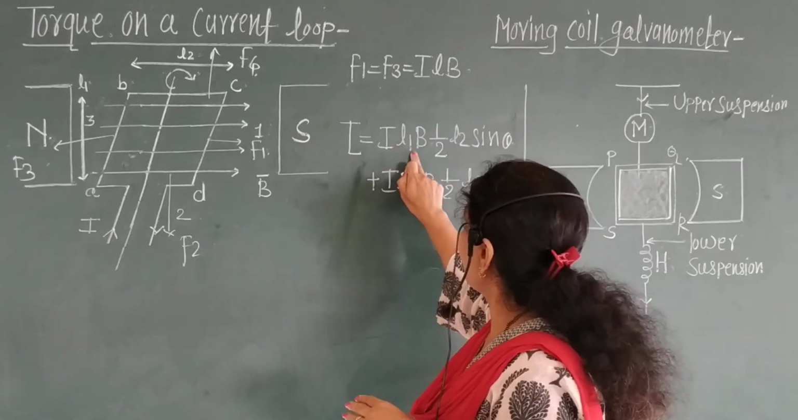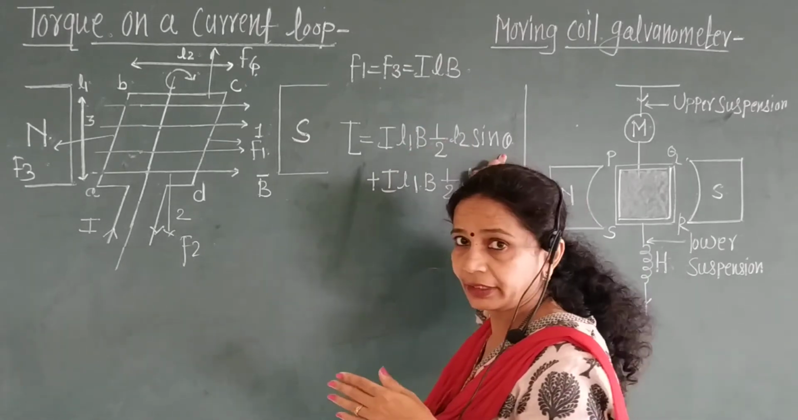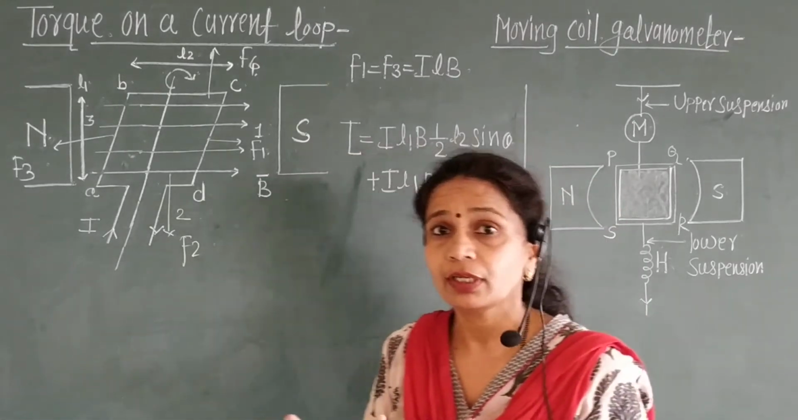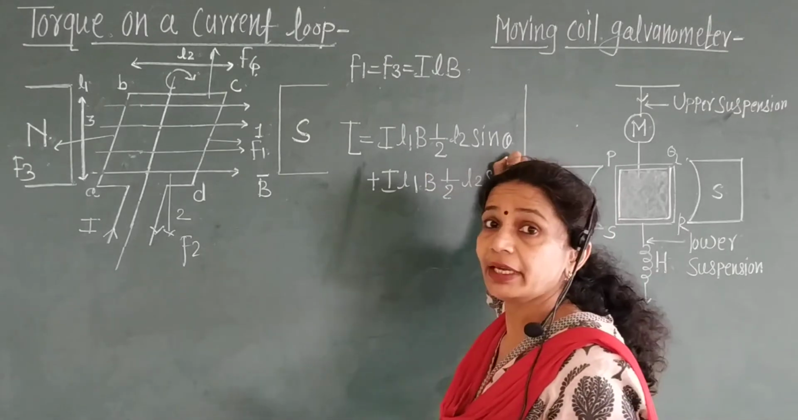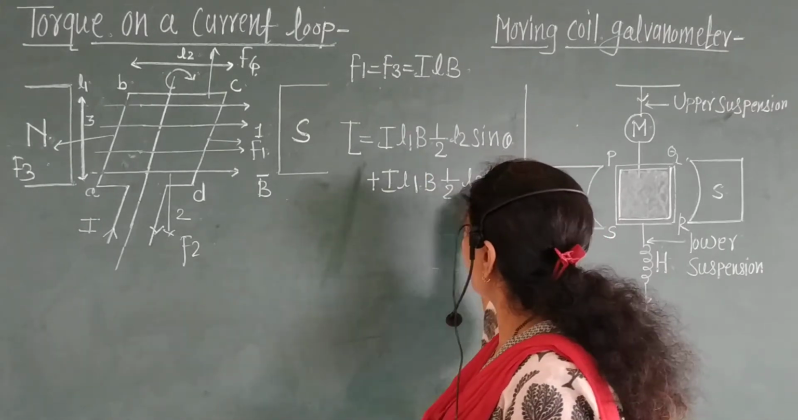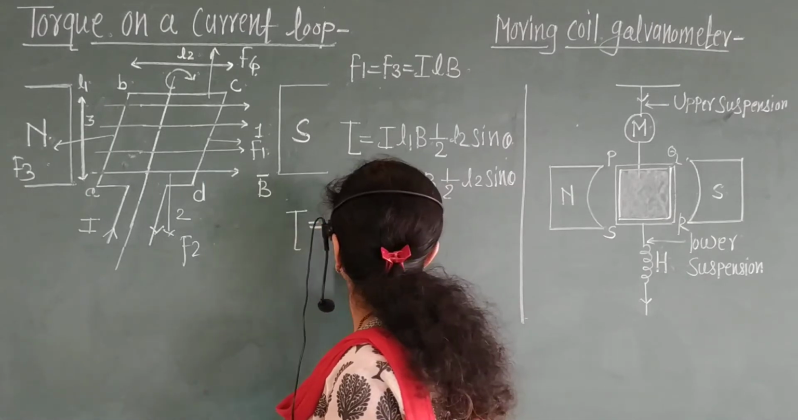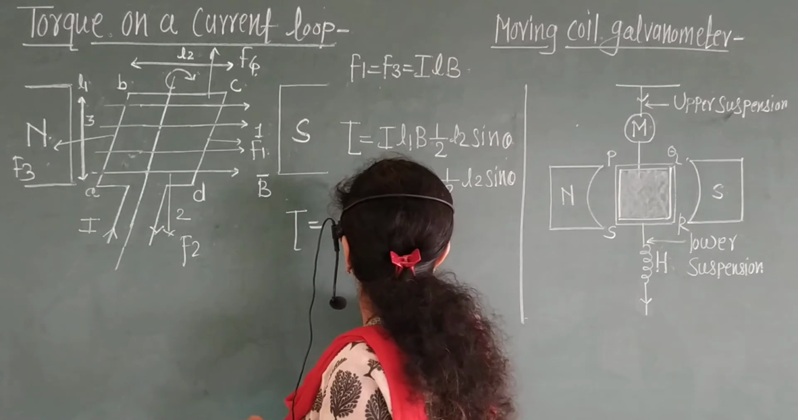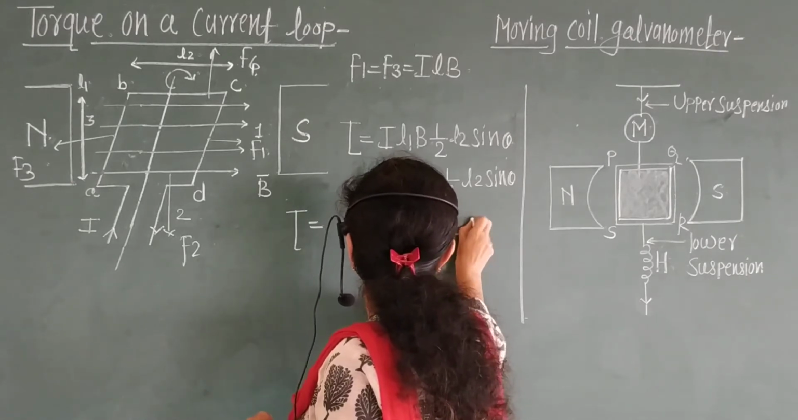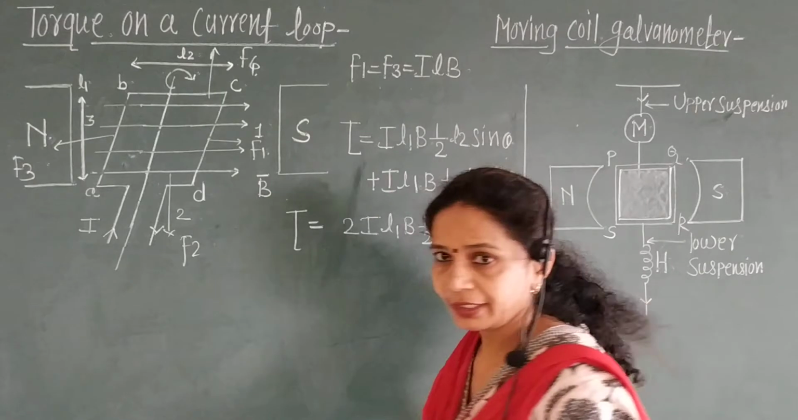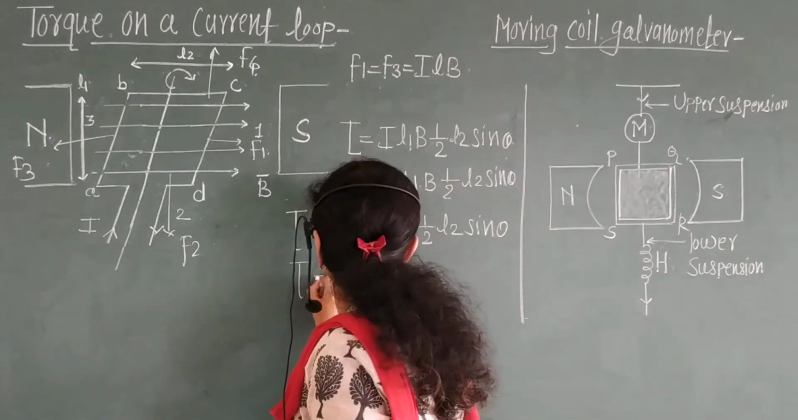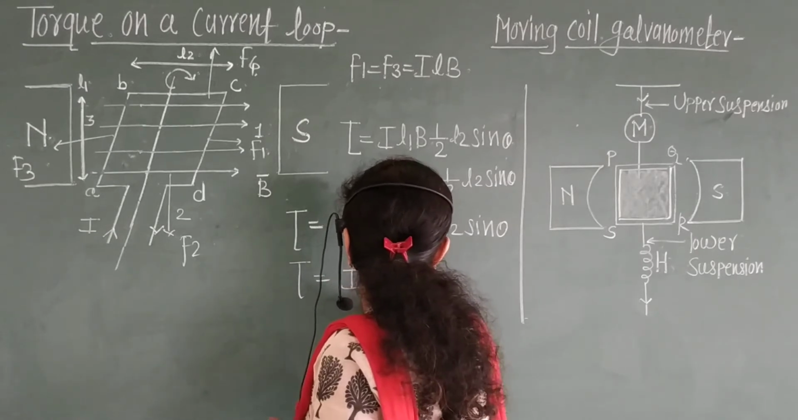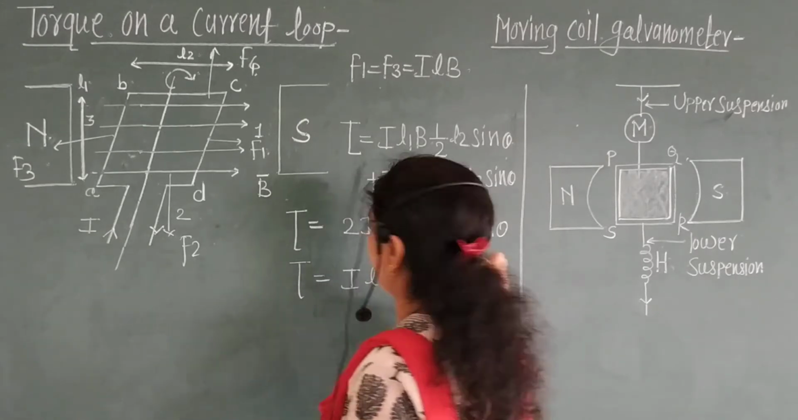Okay, ILB is the force and this is the moment arm. Torque is nothing but one force into the perpendicular distance between them, and therefore this is the moment arm. Therefore we get torque tau equal to 2 I L1 B into 1/2 L2 sine of theta. Therefore the 2 gets cancelled. Torque tau is equal to I L1 L2 B into the sine of theta.